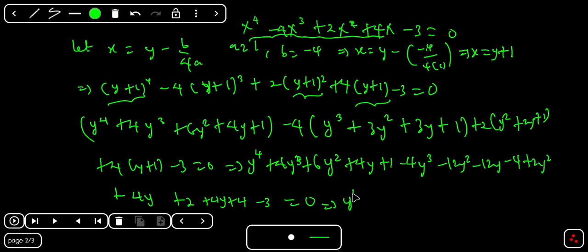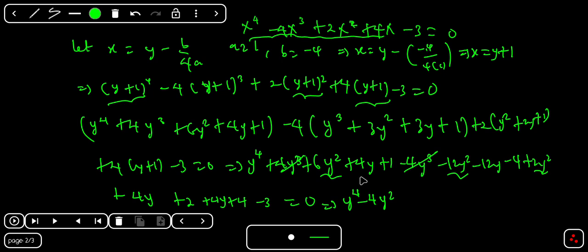This will be y raised to the power of 4, and then this is 4y cubed minus 4y cubed, that will give us 0. So plus now 6y squared minus 12y squared plus 2y squared, that should give us what? So 6y squared minus 12y squared will give us negative 6y squared, then plus 2y squared, that will give us negative 4y squared. So we have minus 4y squared.